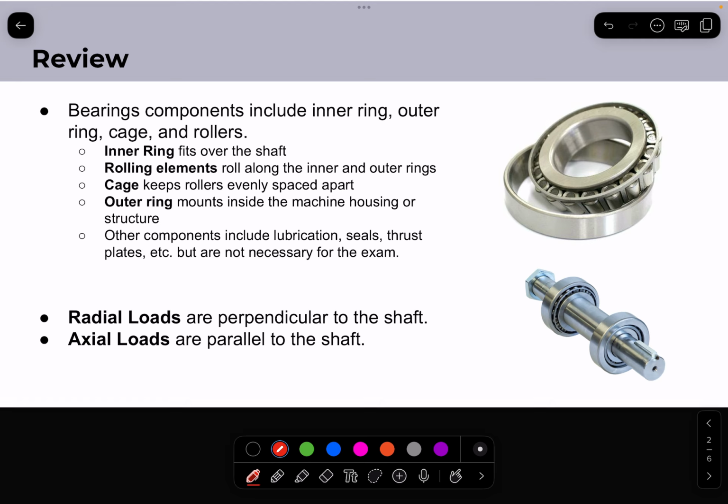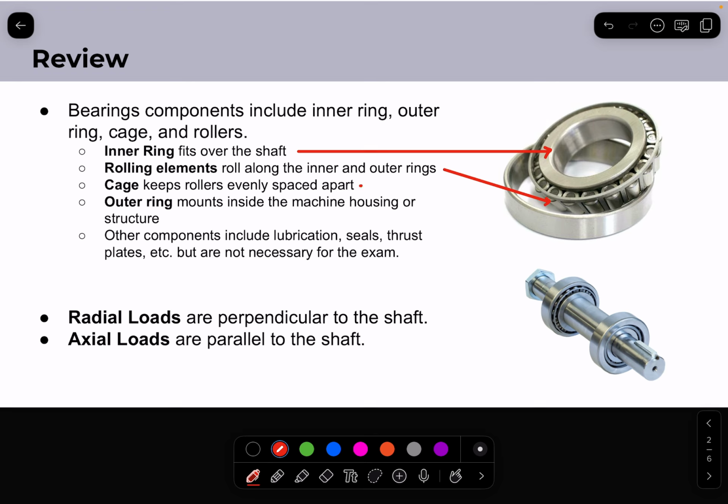Starting with a review, the key components for bearings that you should know about in the exam include the inner ring, rolling elements, cage, and outer ring. The inner ring is right here, and it fits over the shaft. The rolling elements are right here. They can be in many shapes and sizes, but they roll along the inner and outer rings.